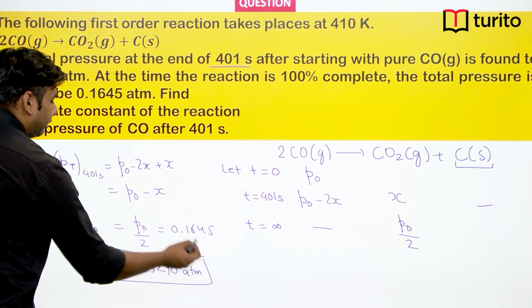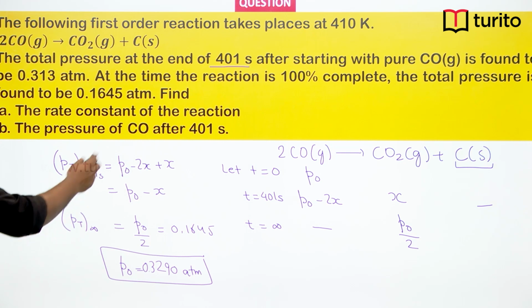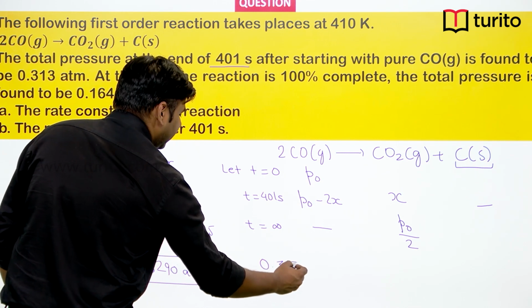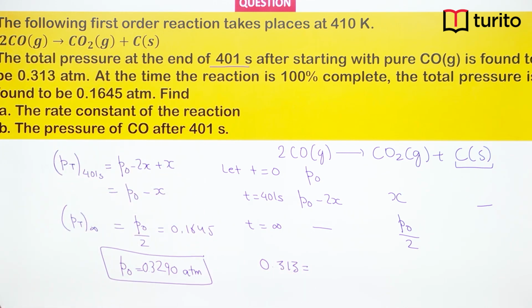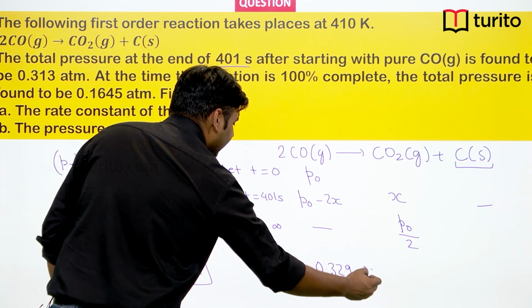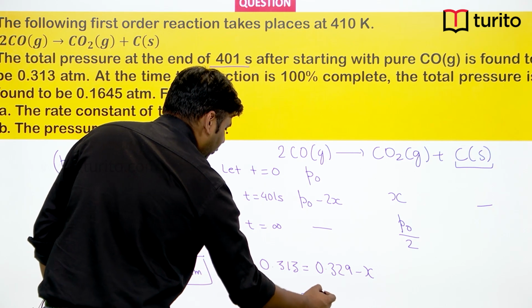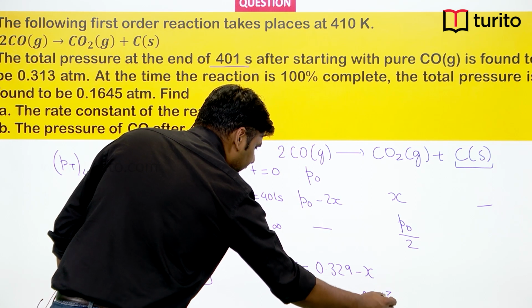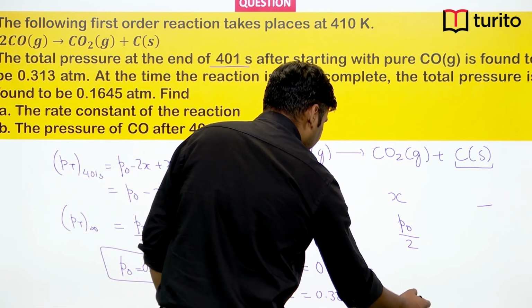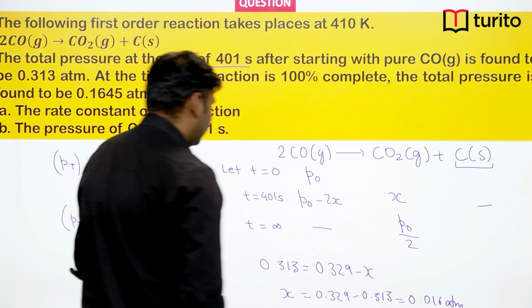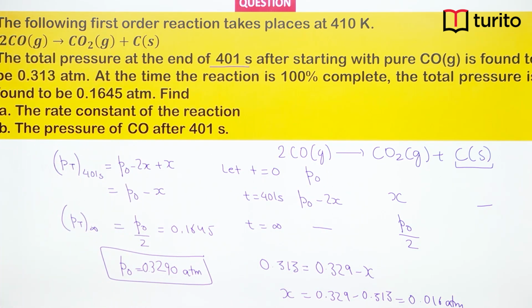Okay, so let us find the value of x now. The total pressure PT has been given to us as 0.313. Now, this is equal to P naught, which is 0.329, minus x. So x will be 0.329 minus 0.313, which would be 0.016 atm. So we get the value of x and we get the value of P naught.